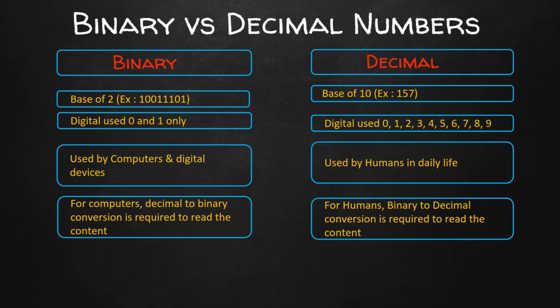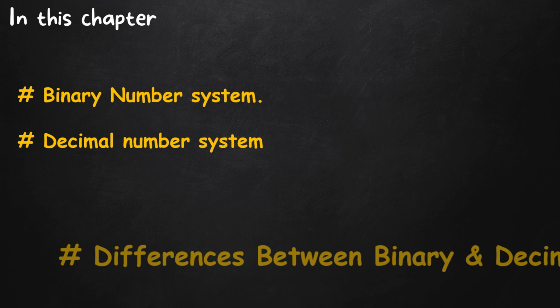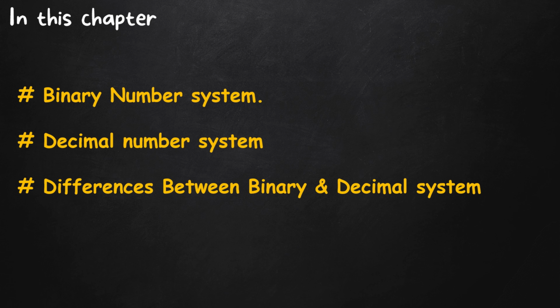So stay tuned. In this chapter, we have discussed the binary number system. We have discussed the decimal number system. Finally, we have discussed the differences between the binary and decimal systems.